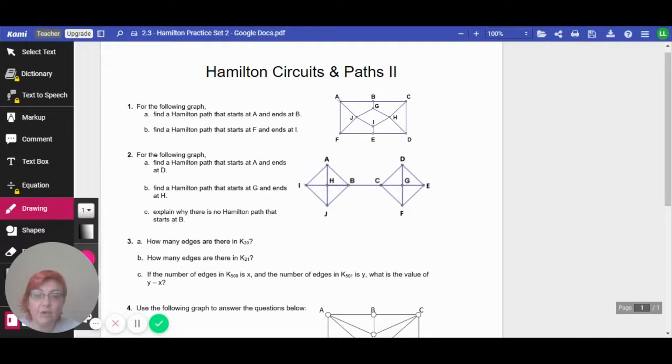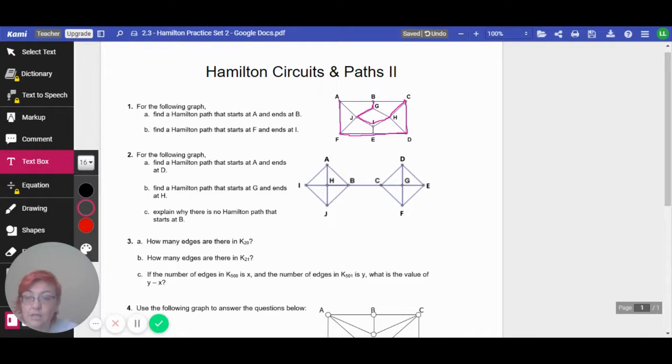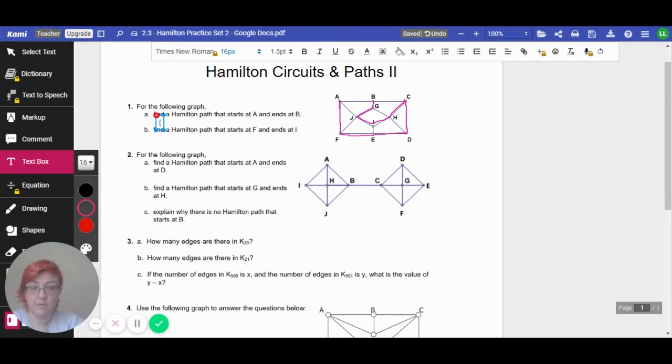All right, I'm going to go from A, F, E, D, C, H, L, J, G, B. There's a Hamilton path starting at A and ending at B. And I can list that: A, F, E, D, C, H, L, J, G, B.